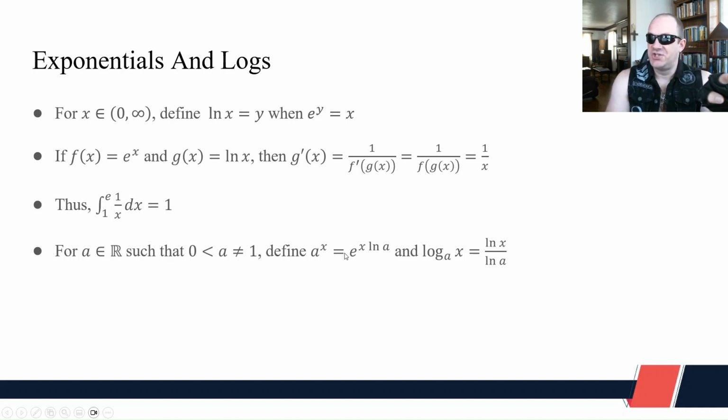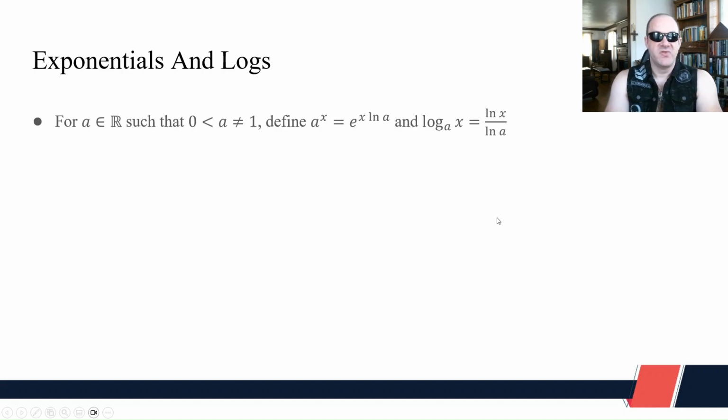Using the definition that we have here, 2 to the third is going to be e to the 3 times the natural log of 2. It's not immediately obvious that that's equal to 8, although we will show that it is. So with these definitions in mind, now we will recover the intuitive properties of these functions.